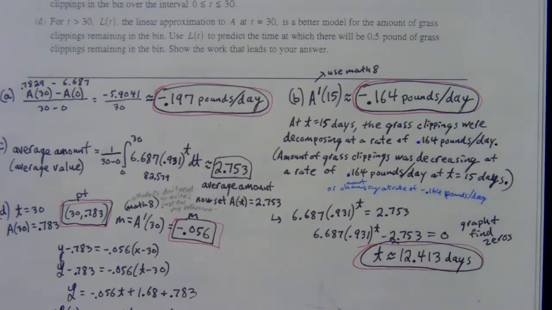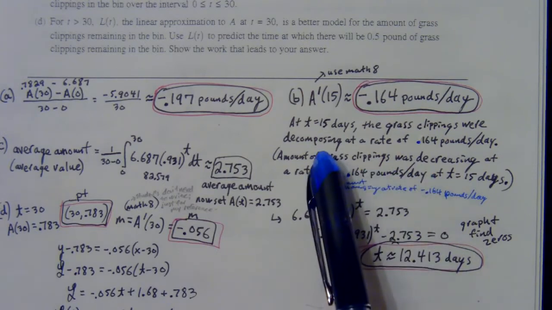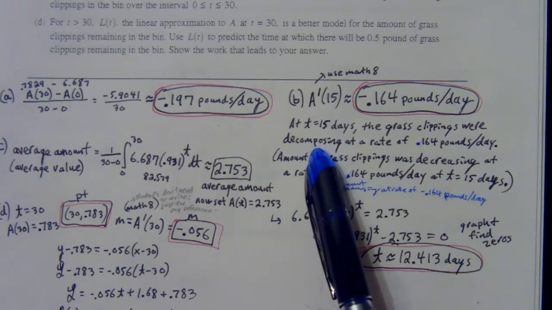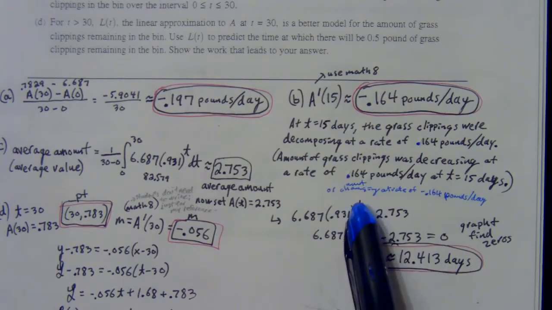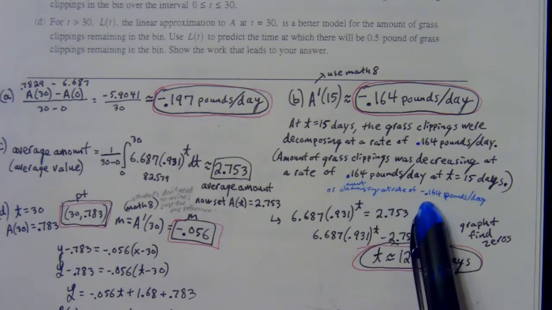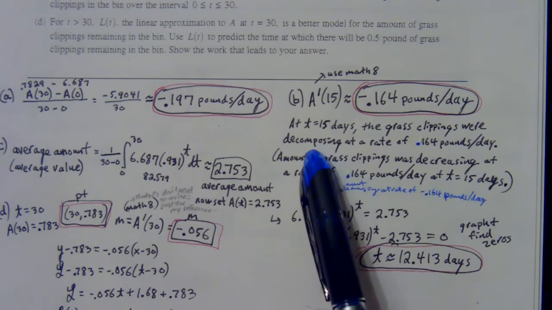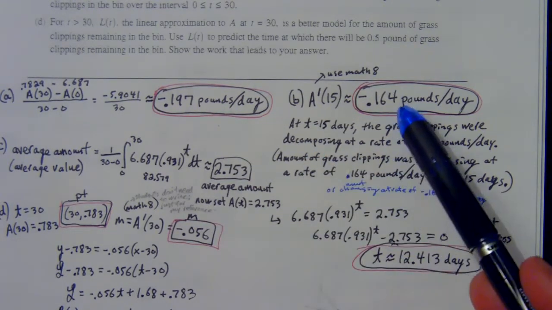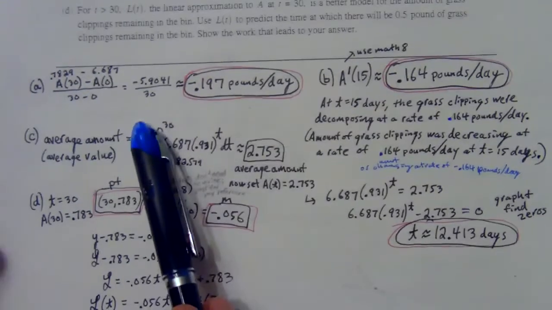Now, it asks us to interpret our answers using the correct units right there. So I put at t equals 15 days, the grass clippings were decomposing at a rate of 0.164 pounds per day. So you could use the positive number if you're going to put the word decomposing or decreasing, or if you're just going to put the amount is changing, then you got to include the negative right there. But if you're indicating it's decomposing, then in tech, you don't really need the negative right there. But you got your answer. You let the calculator do the work. Let the calculator do the work.